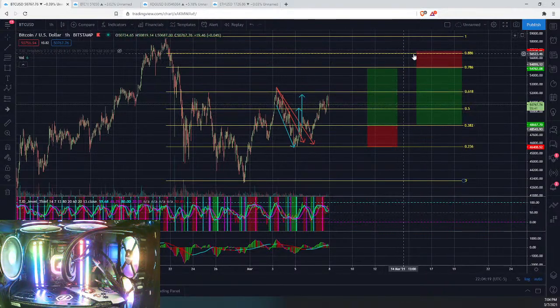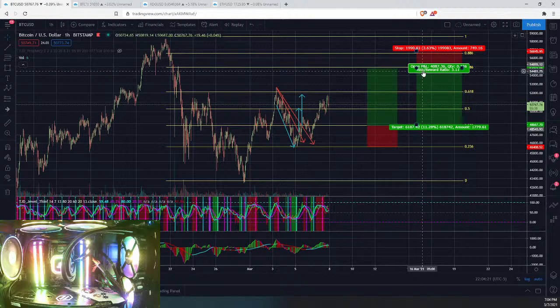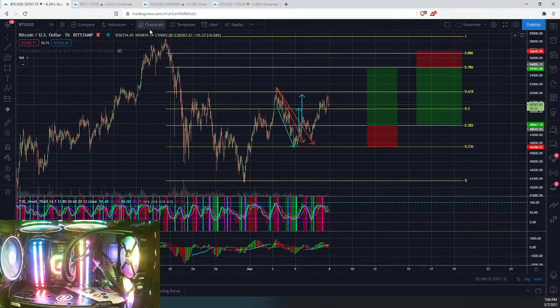And if we break out to the upside above the 886 and I get stopped out on my short, then I will assume that we're going to take out the all-time high and we'll continue to the upside. But am I going to just buy the breakout of the all-time high? No, probably not. I will wait for it to break out and then come back down and retest it as support, and then I will buy.